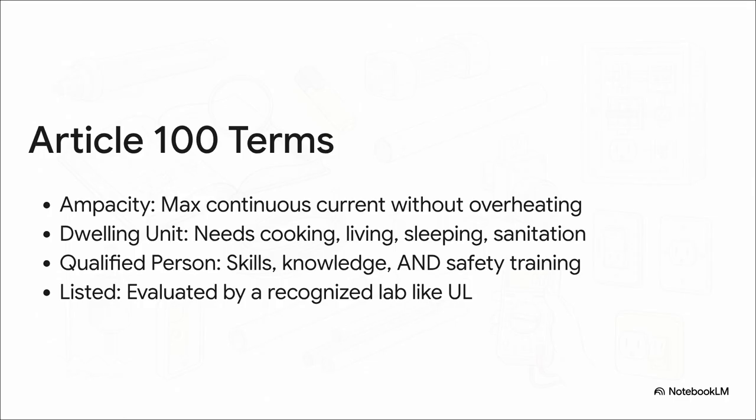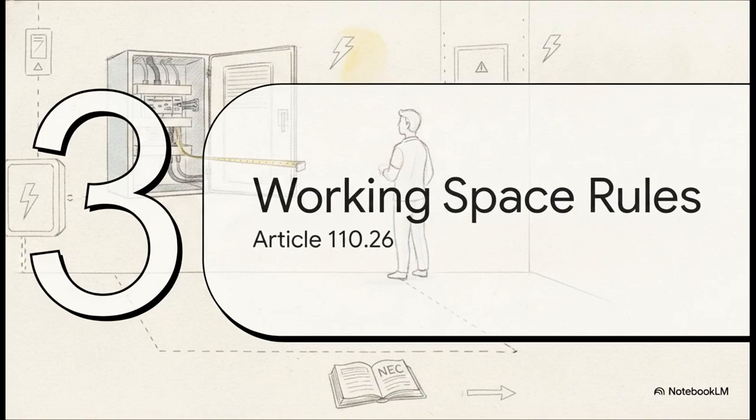A qualified person is a major one to know. It's someone who doesn't just have skills and knowledge, but explicitly has received the safety training to recognize hazards. And finally, listed just means the equipment has been evaluated by a recognized testing lab, like UL. All right, on to Part 3, working space rules.